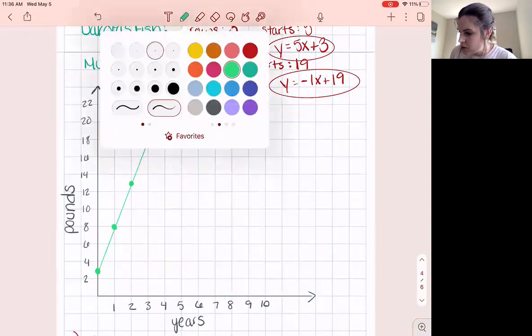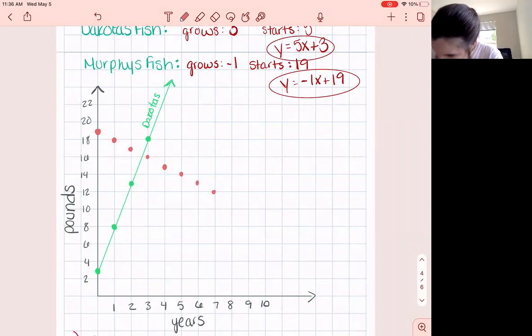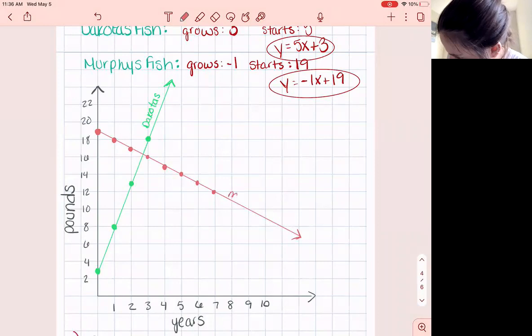Now we need to do Murphy's. Murphy's is gonna look a little different. Murphy's starts at 19 and goes down by 1. So my first dot would be where this 19 should go, and then just goes down. And remembering that I counted by 2s, it goes down by 1 each time. So his would look something like that, and then we would connect them to make a nice straight line. And again, either using colors or labels, make sure we know that that is Murphy.